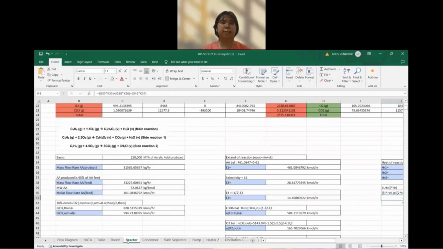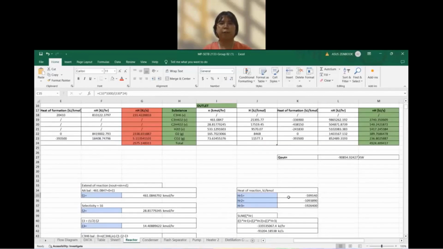This is a unit operation we pick, which is oxidation reactor and condenser. So for the calculation in Excel, we start with the basis value, which is 250,000. We calculate the mass flow rate by using the formula and link with the basis value we already keyed. We use this method to calculate for other molar flow rate and extent of reaction.